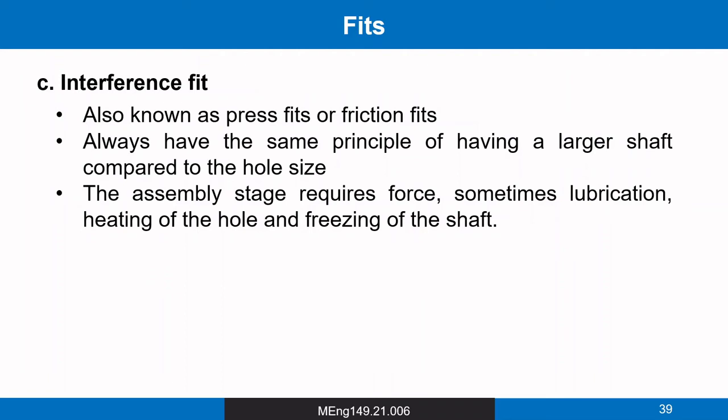Okay, so interference fit. By using the definition of interference, diba, interference is the difference of the size of the two meeting parts where the size of the pin or the shaft is bigger than that of the hole. So muna interference. This interference fit is also known as press fits or friction fits. This always have the principle of having a larger shaft compared to the hole size. That's its definition. The assembly stage requires force, sometimes lubrication or heating of the hole and freezing of the shaft.